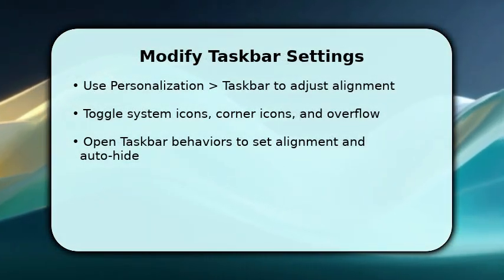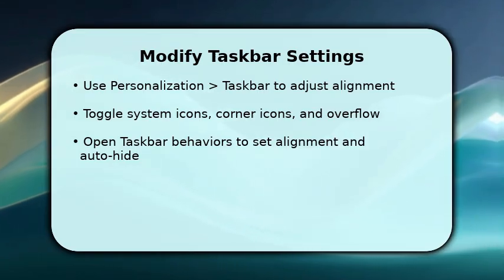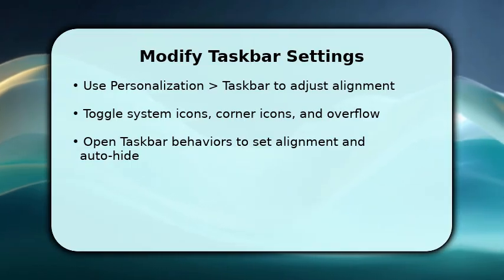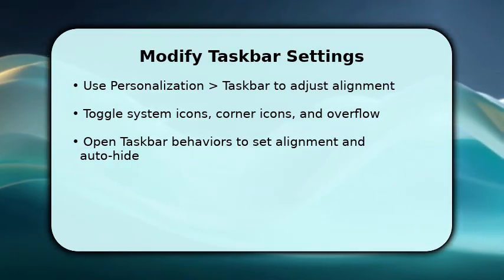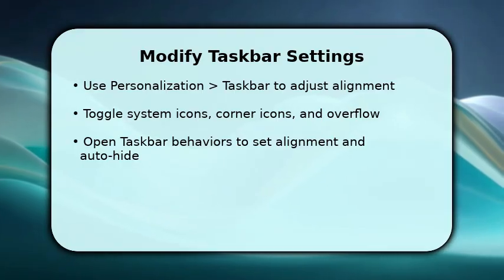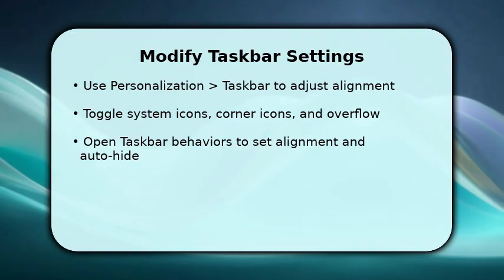Start by toggling visible icons and corner icons so the tray looks how you want. Once done, expand taskbar behaviors to change alignment to left or center and enable auto hide or show badges. If you need more customization, use the taskbar corner overflow menu to move icons in or out.